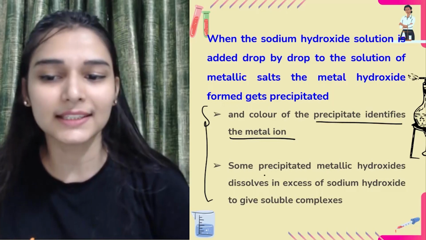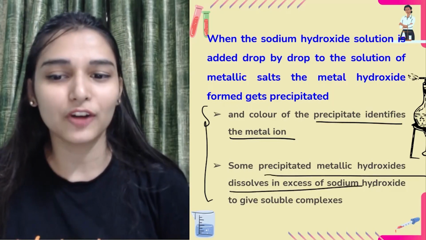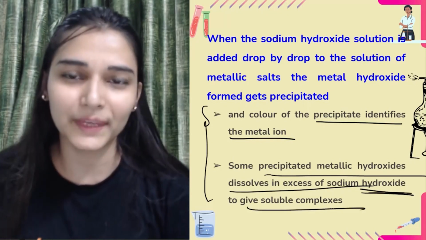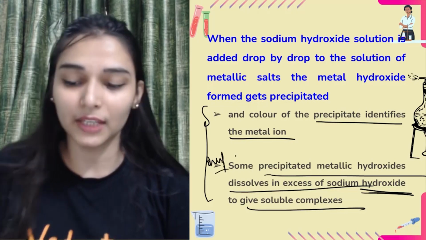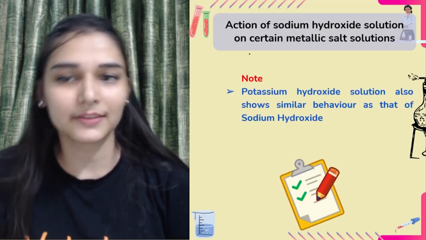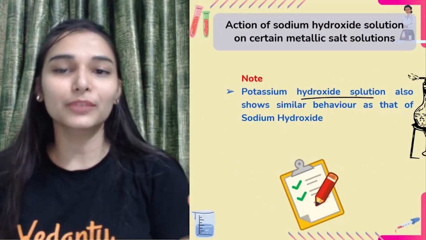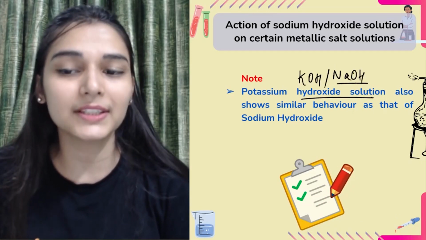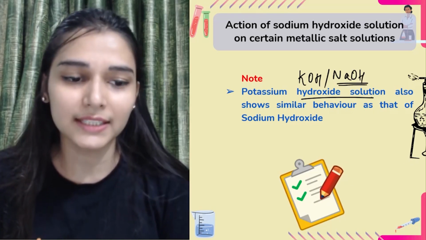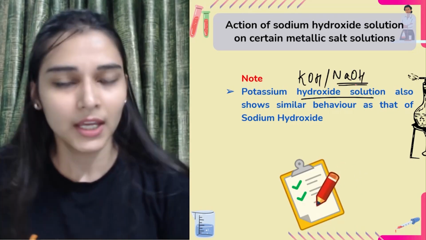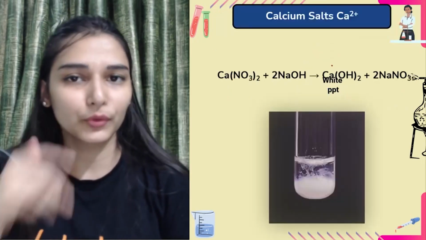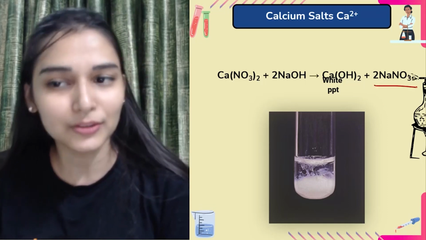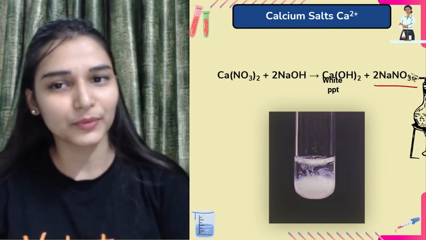And in some of the cases, some precipitated metal hydroxides dissolve in excess of sodium hydroxide to give a soluble complex. Now such kind of reactions would be very important, so we will go and see that. Okay, and also potassium hydroxide will give a reaction like NaOH. So if in the question some different base like potassium hydroxide is taken, then you don't have to worry. Just similar kind of reactions you would be getting. Just instead of sodium ion, write potassium ion. Like this is sodium nitrate, there you will get the potassium nitrate.